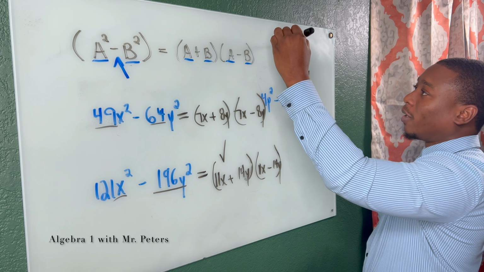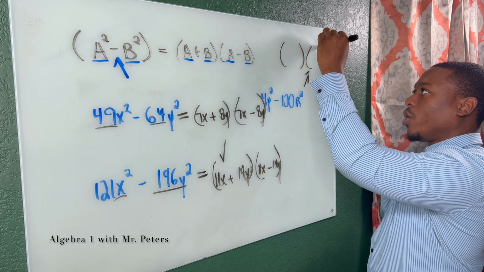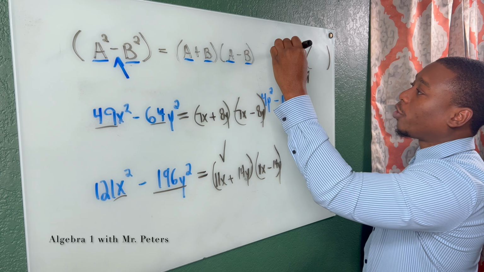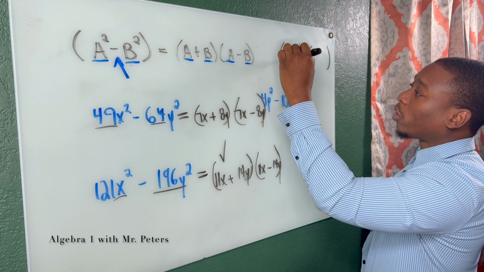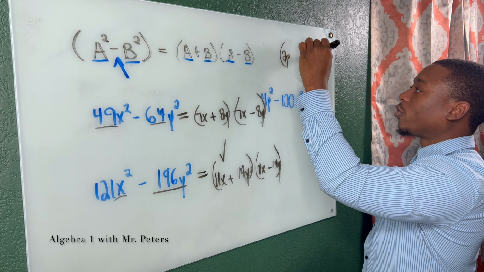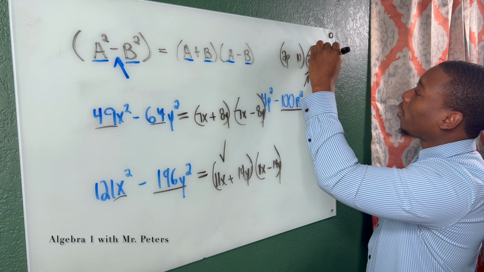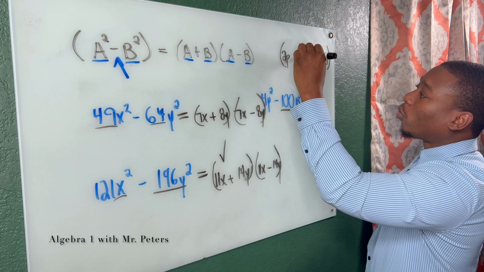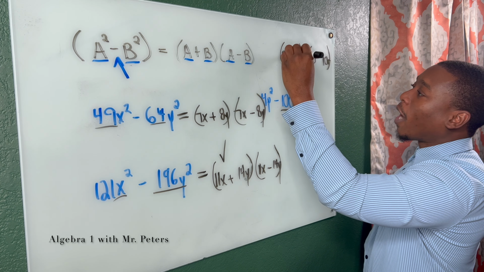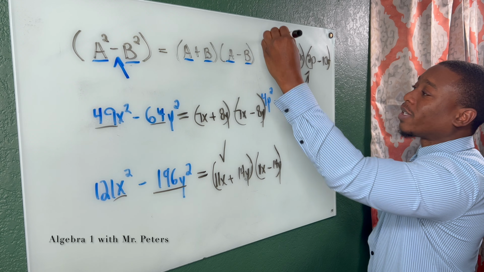Same exact thing, guys. So we know that square root of 4 is 2. Square root of p squared is p. So we have 2p as the first term. And then square root of 100 is going to be 10. R squared, we know its square root is r. And now we just alternate our signs.